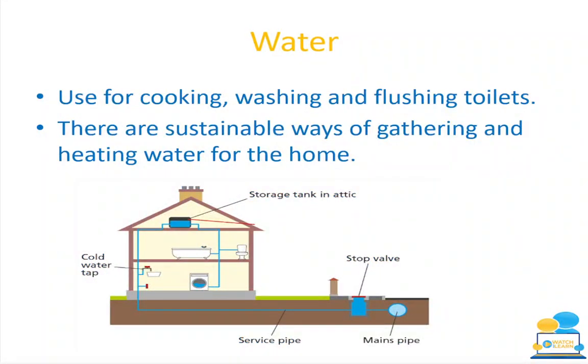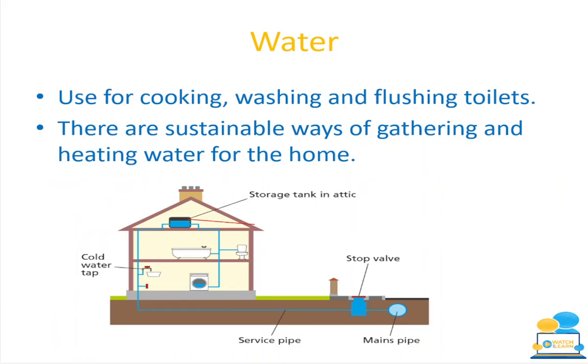So water, we use water for everything. When the water is off, we are like really stuck. It's like when the electricity goes off, you're really, really stuck. So we use water for cooking, washing and flushing toilets, okay? So you can see there in the picture that the water comes from the mains pipe and it comes into a stop valve. Now, if you live in the country and you have for example, a well, the water will still come in through the house from the well into a service pipe. It will then go to the cold water tap unit. It'll go up to your storage tank in the attic, and from there it will go down into your bathrooms and kitchens and anywhere else that has a tap.